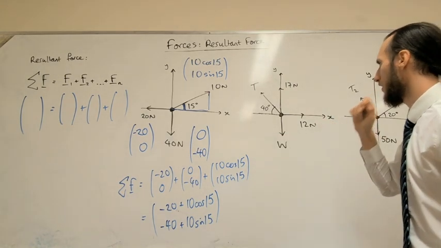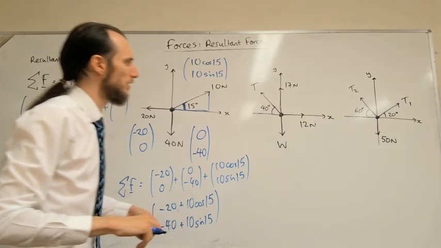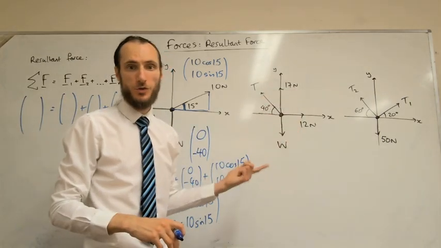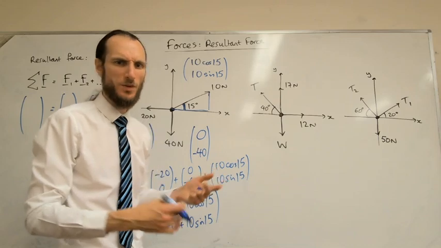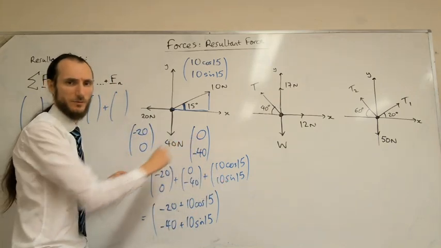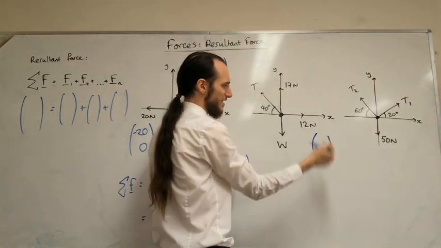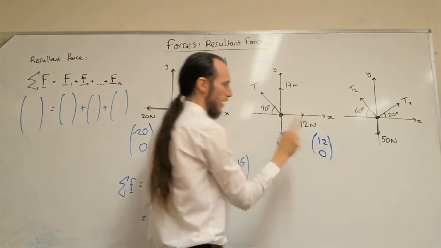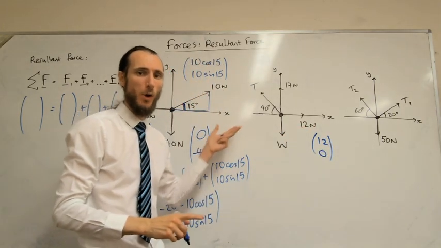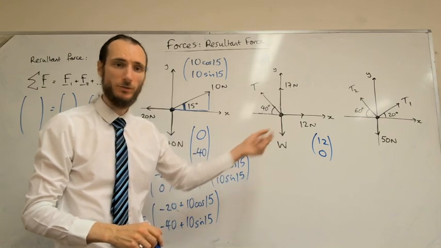Well, where should we start on this one? Let's start with the ones that are going horizontal and vertical, because they're the ones that are along the axis. They'll be the ones that have these zeros like last time. So we'll start with the 12 Newton force here. That's along the x-axis, so nothing in the y-axis, and 12 in the x-axis. And it's going to be positive 12 because it's going towards the right.